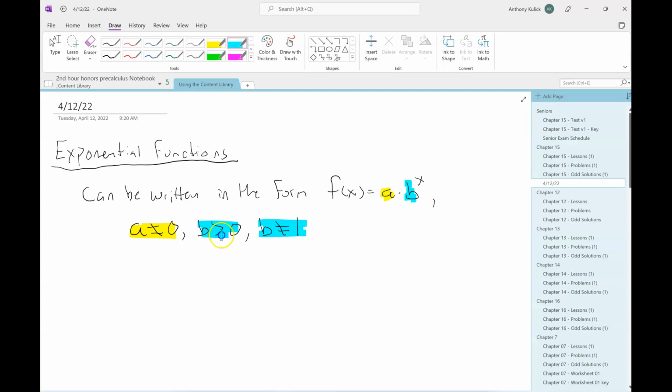Why do you suppose we say that the b has to be positive? This one's a little sneakier. What would happen if b is negative? Well, if the exponent was negative, it makes reciprocals, I think is what you're thinking. Jillian, what were you saying? I was kind of along the same lines. Okay. Yeah, so not that.